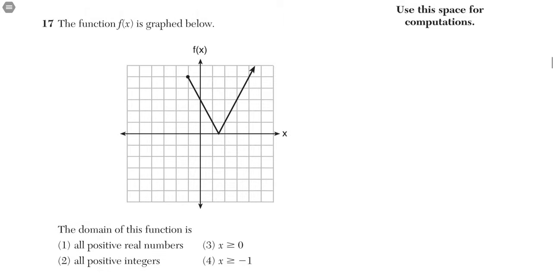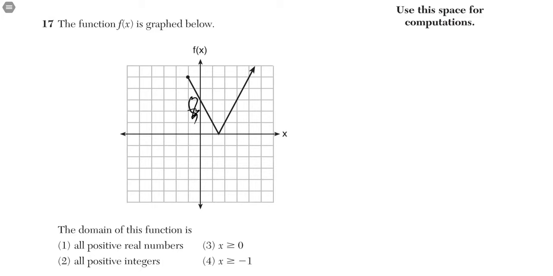So the domain, as we said before, is all possible x values. I can see the x starts at -1, and this arrow tells me that it keeps going. So it starts at -1, and it keeps going on forever. So it's not all positive real numbers, because it includes from 0 to -1, which are negative. It includes this whole range here, which is negative. So it can't be choice 1.